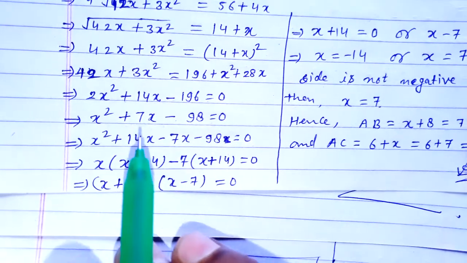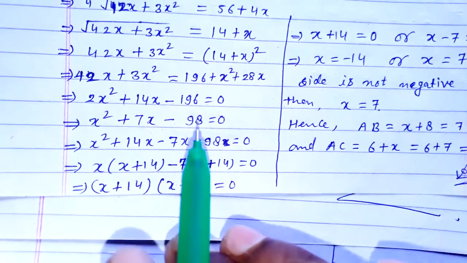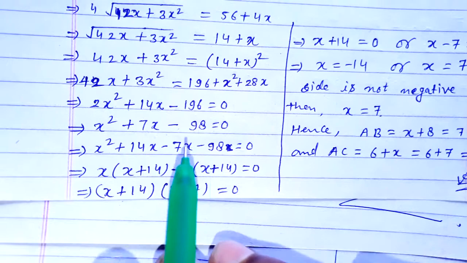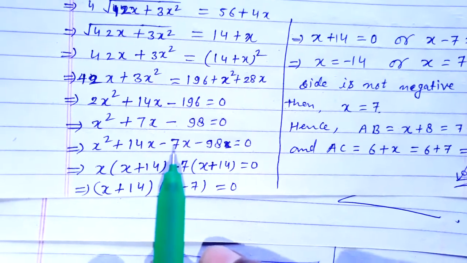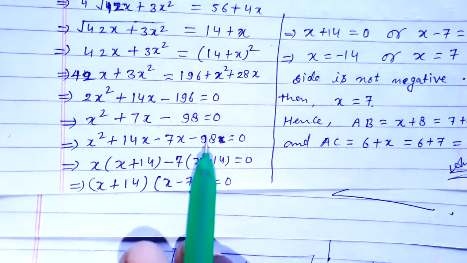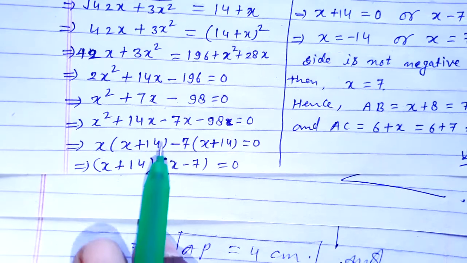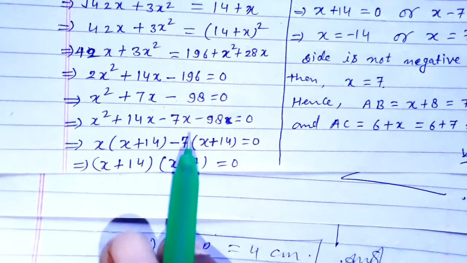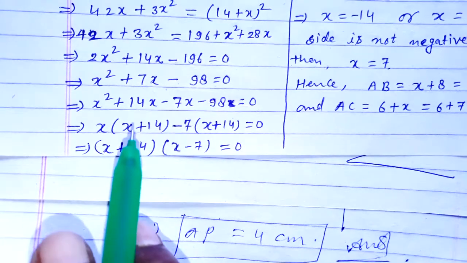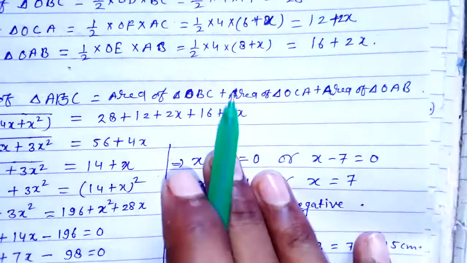Factorize these values. So factorization: 14 into 7 is 98, and 14 minus 7 is 7. So this is x square plus 14x minus 7x minus 98. Here common is x, so this is x plus 14. Here common is minus 7, so this is x plus 14. So here common is x plus 14, so remaining is x minus 7 equal 0.